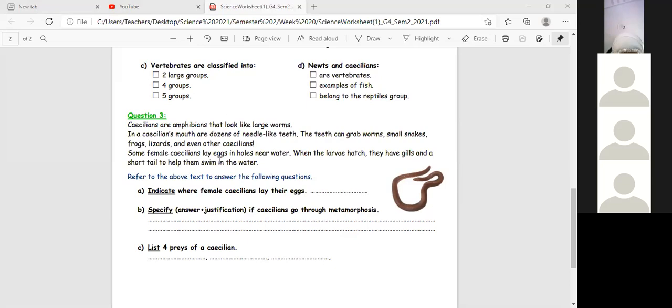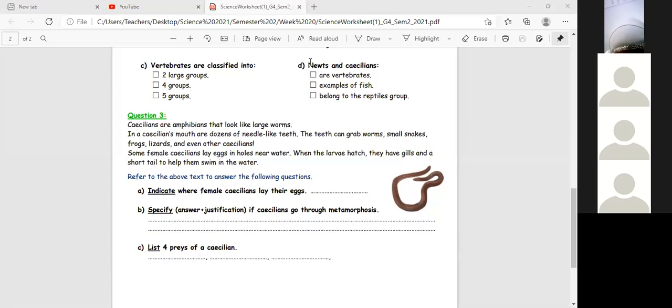Yes, Miss. Some female caecilians lay eggs in holes near water. When the larvae hatch, they have gills and a short tail to help them swim in the water. Yalla, Amal. Where do female caecilians lay their eggs?